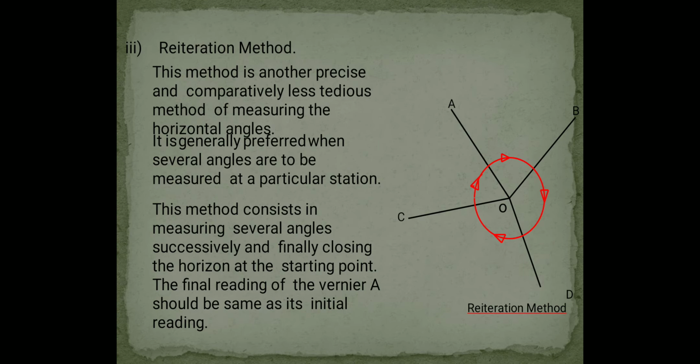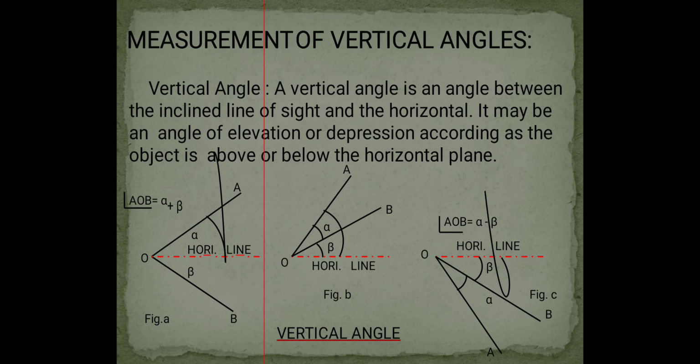The next method is the reiteration method. This method is another precise and comparatively less tedious method of measuring horizontal angles. It is generally preferred when several angles are to be measured at a particular station. This method consists of measuring several angles successively and finally closing the horizon at the starting point. If we start with 0, we end up with the same point. The final reading of the vernier should be the same as the initial reading. This is the reiteration method.